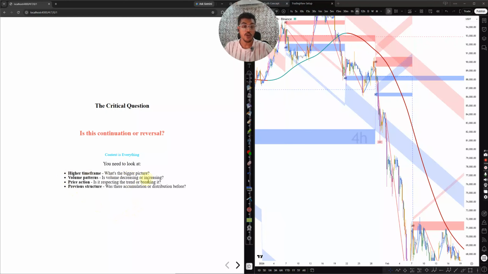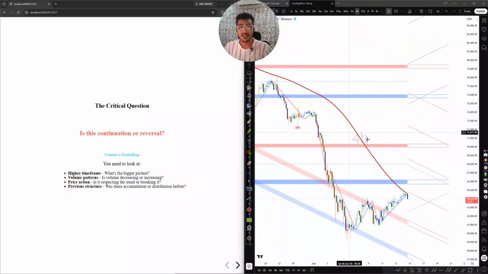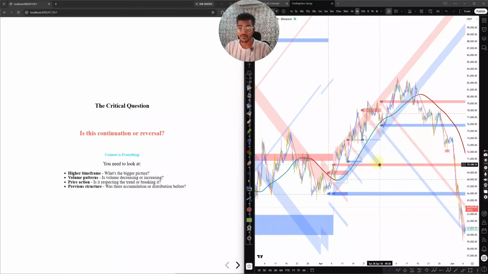All right? Volume patterns, is volume decreasing or increasing? You should know that. All right? Price action, is it just respecting the trend or breaking it? And then previous structure, was there accumulation or distribution before? This is very important, guys. All right? So let's dissect that.